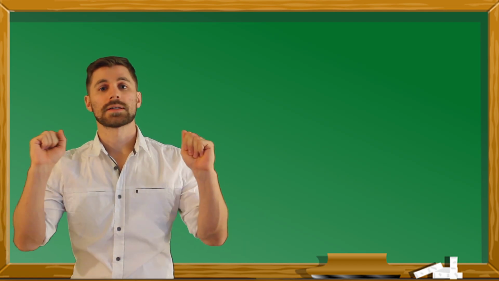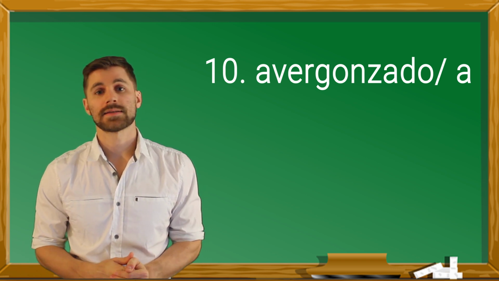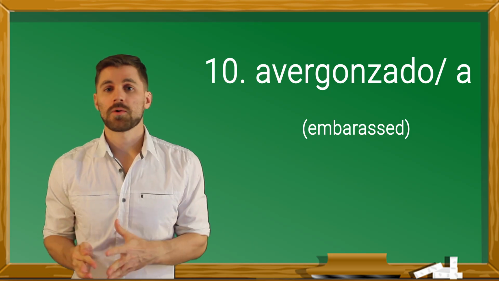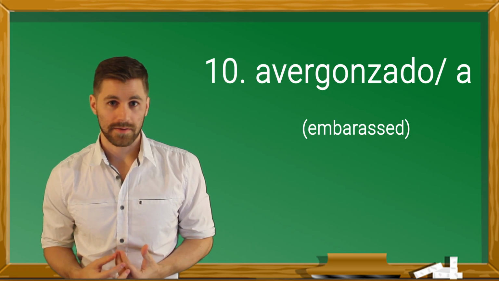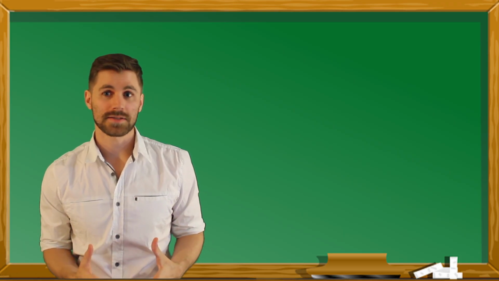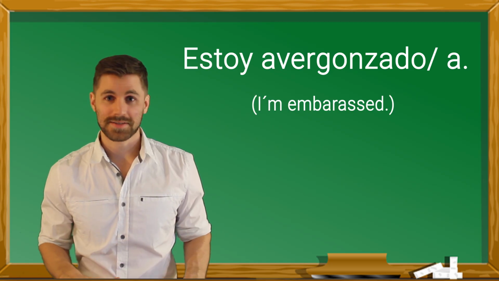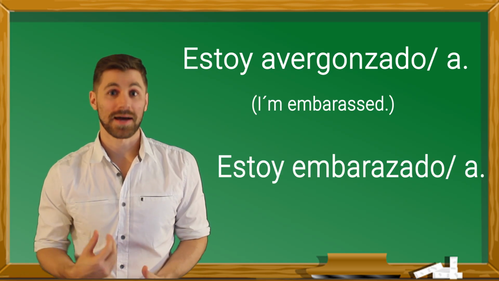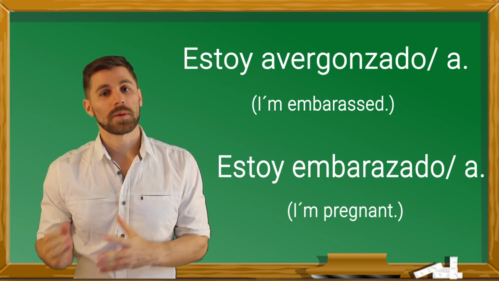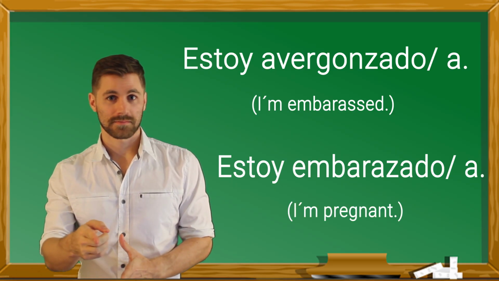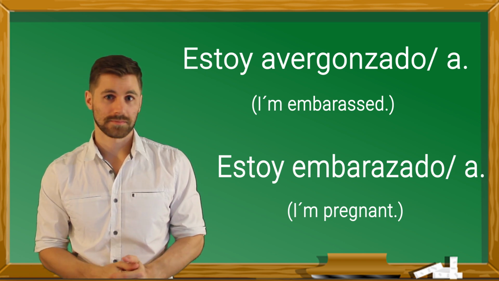Feeling number 10. Avergonzado or avergonzada. This means embarrassed. Remember, guys, don't make the mistake of using the false cognate embarazada. If you want to say that you're embarrassed, you would say estoy avergonzado. You do not want to say estoy embarazada. That's a false cognate. That means I'm pregnant. So if you're embarrassed, what do you have to say? Estoy avergonzado. Just like in this example.